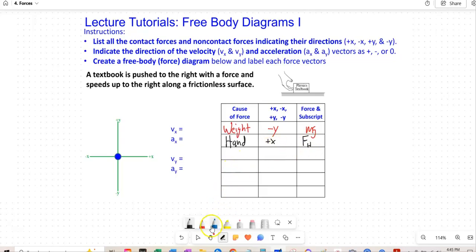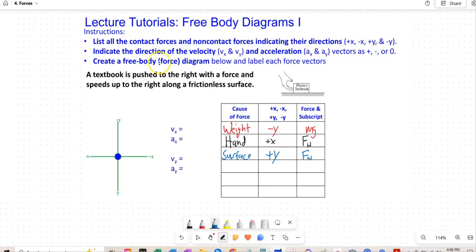Okay, now the surface. It's on the surface, it's holding up the object. So I'm going to call this surface. And since there is no friction or resistance to this, it's just holding up the object, because they said this is frictionless. And so that is going to be called the normal force. When we're dealing with surfaces, we call them normal forces.